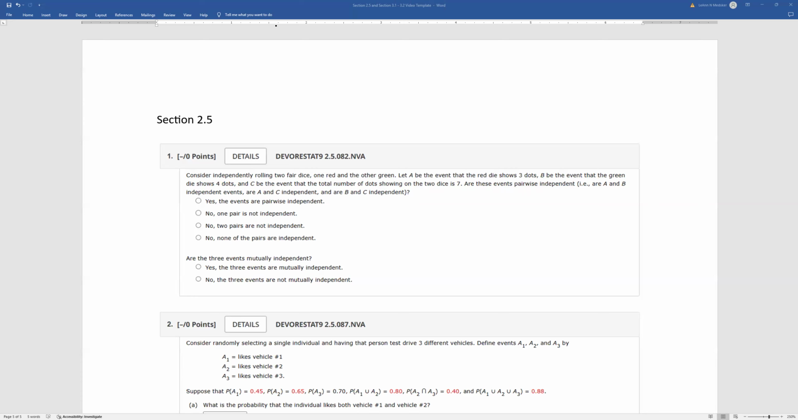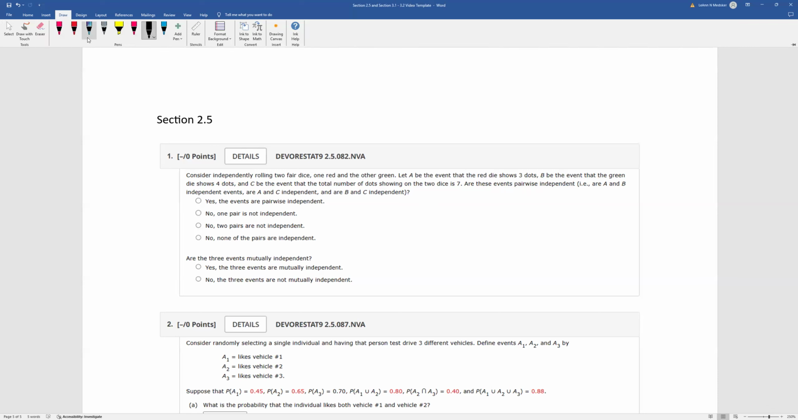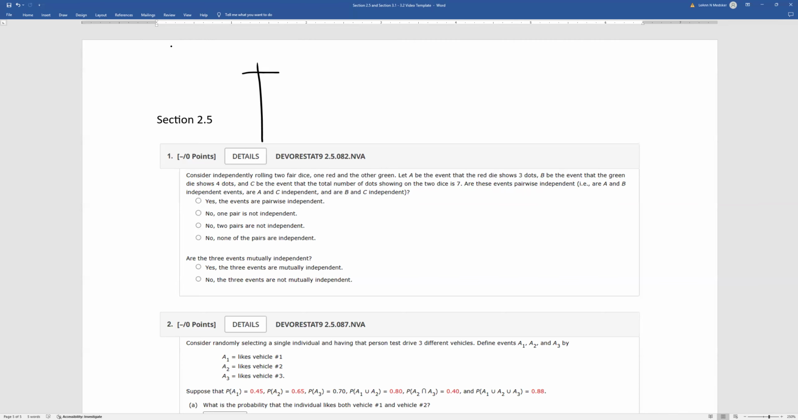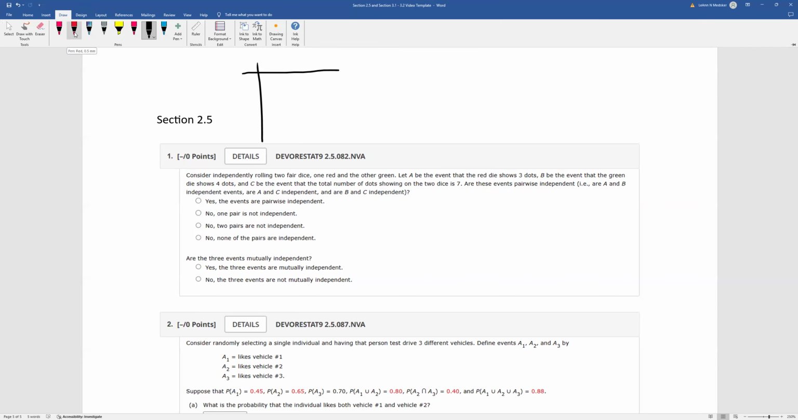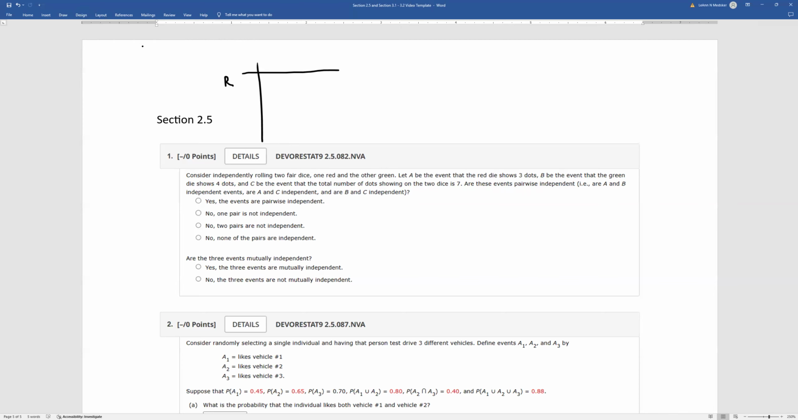Before we can answer that, we need to draw out what we're talking about here. I'm just going to make a little chart first, and then we'll talk about our sets A, B, C. So we've got a red die and a green die. I'm going to let the red be this column here, and the green will be this one. And we have 1, 2, 3, 4, 5, and 6, and again 1, 2, 3, 4, 5, and 6. Those are the number of dots on each die.